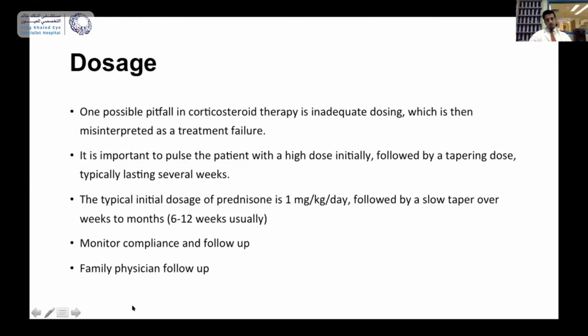Again, it's important to monitor compliance. Patients on steroids might not be compliant because of the complications, and you have to recognize it. You need to follow these patients and ask them to see their family physician to monitor their diabetes, hypertension, and so on.